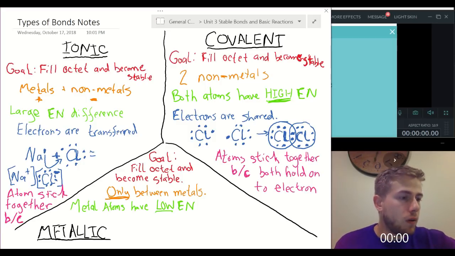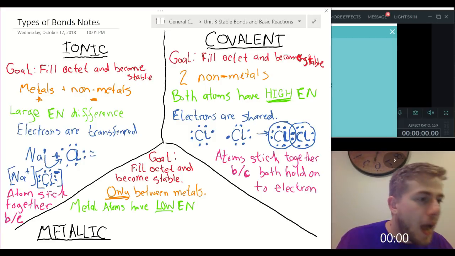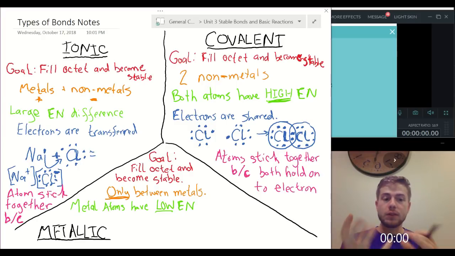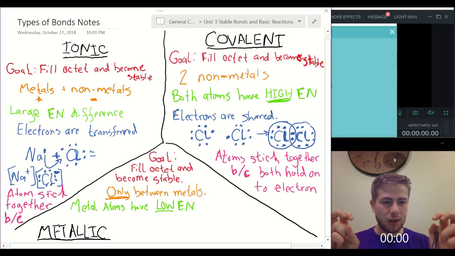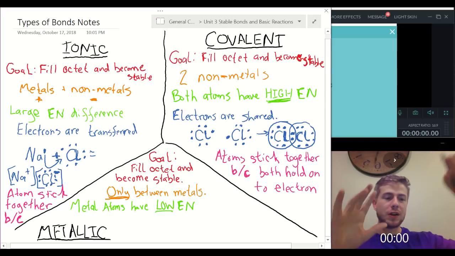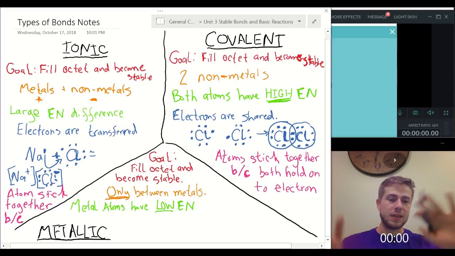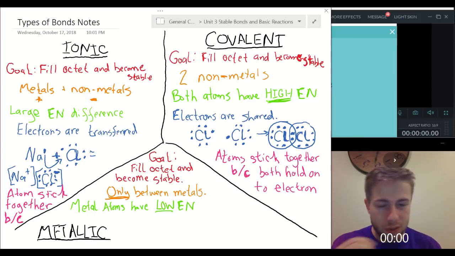Okay, so what happens when two metals get together? They still want to fill their octet by getting rid of their electrons. So when they get together, they just let them go. What happens is they let their electrons go, and they float around in what's known as a sea of electrons. So it's like a bunch of electrons that are just floating in between these atoms. And so we're going to draw a picture of that really quick.